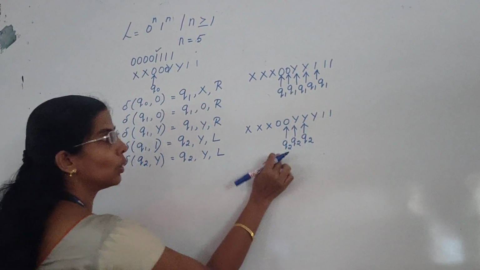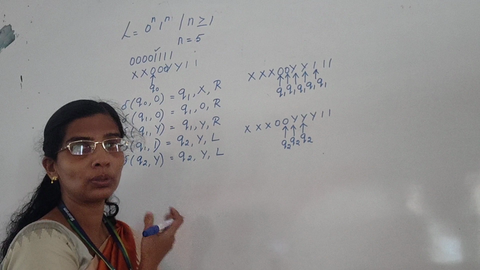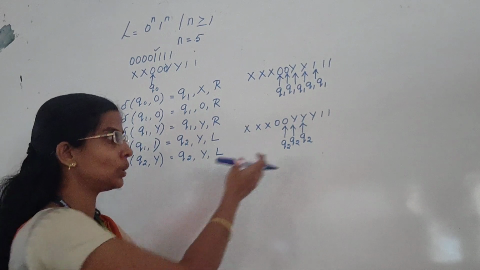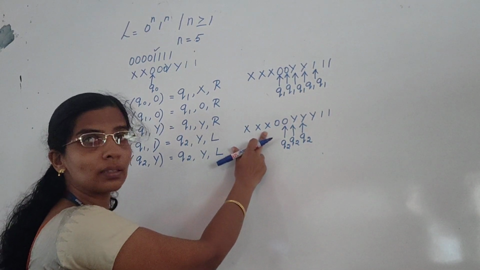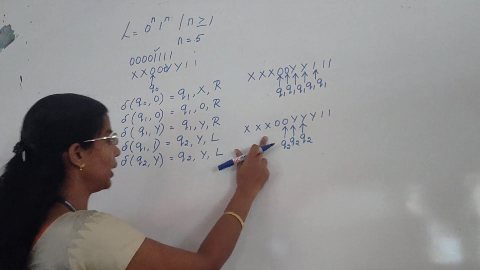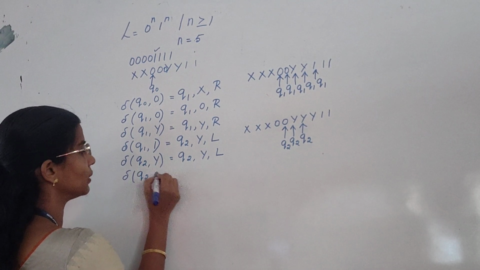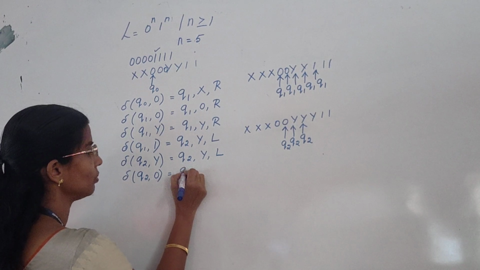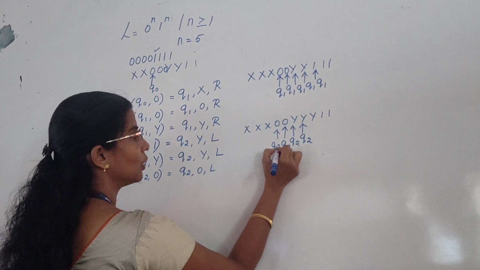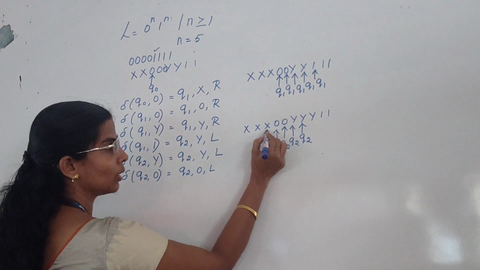Q2 comma 0. You got a 0. As I told, I don't know whether this is the first 0 or an in-between 0. I need the first 0, so travel till you reach your X and then you can take right. So delta of Q2 comma 0 is equal to Q2, 0, left. Again Q2 comma 0, use the same transition, it is left.